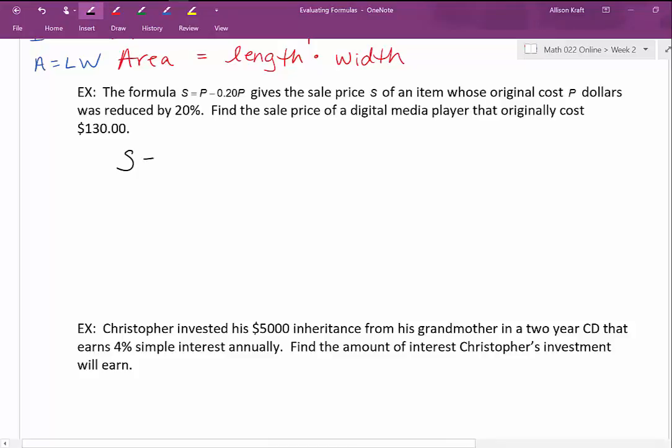We're going to be substituting known values into our given equation. We're being asked to find the sale price, and we see that the sale price is S, so we'll be finding S, given that the original cost, and note that the original cost is the variable P, is $130. So all we need to do is substitute 130 in our formula for P.